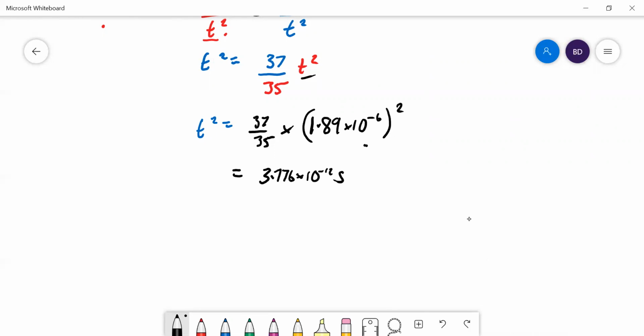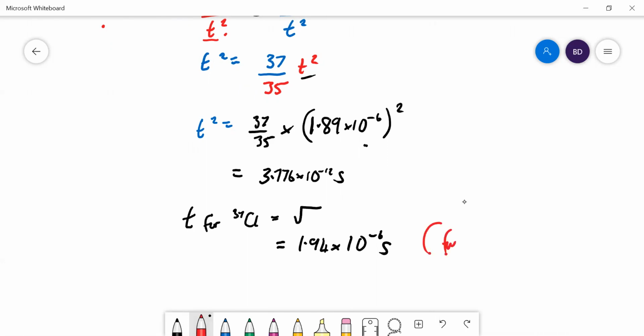So the time of flight for the 37 is the square root of that, which is equal to 1.94 times 10 to the minus 6 seconds. A quick common sense check: it was 1.89 times 10 to the minus 6 seconds for the 35. It should be a bit higher, shouldn't it? Because the 37 is a bit heavier, so it goes a bit slower. It's the same order of magnitude, so everything looks just about all right there.